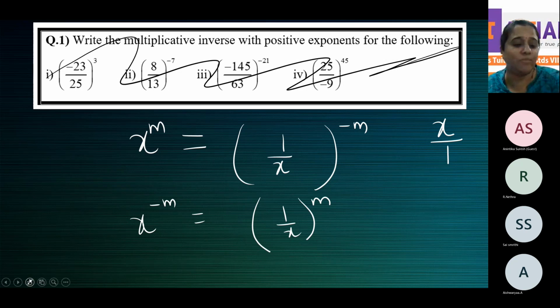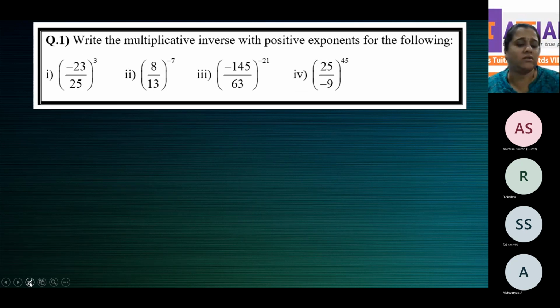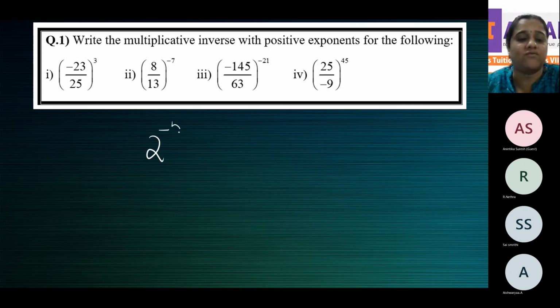Now, why is this rule important is the next thing. This rule is important because supposing you have to find the value of 2 to the power minus 5. We know that the power says how many times the base has to be multiplied with itself. Now here the power is minus 5. So it says the base 2 has to be multiplied with itself minus 5 times. And how is that possible? How can you multiply something minus 5 times?